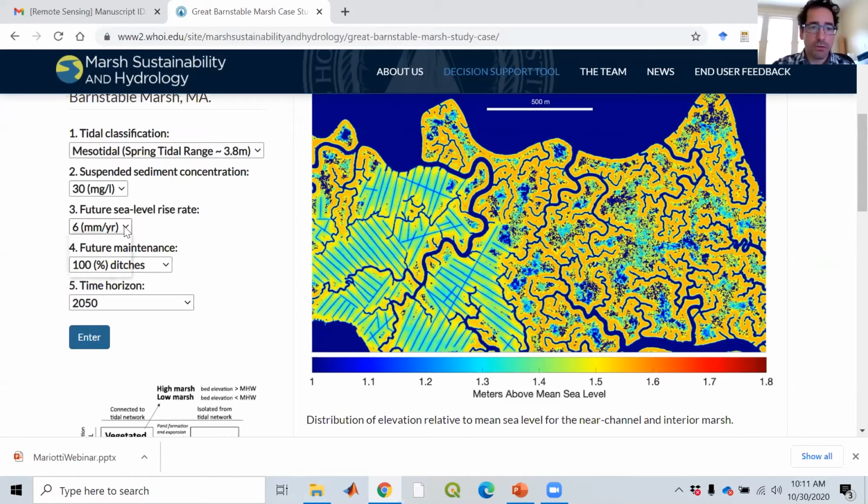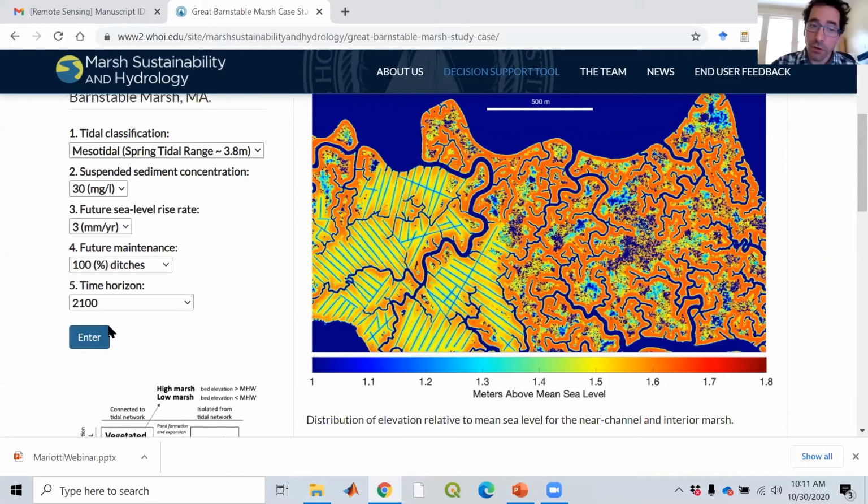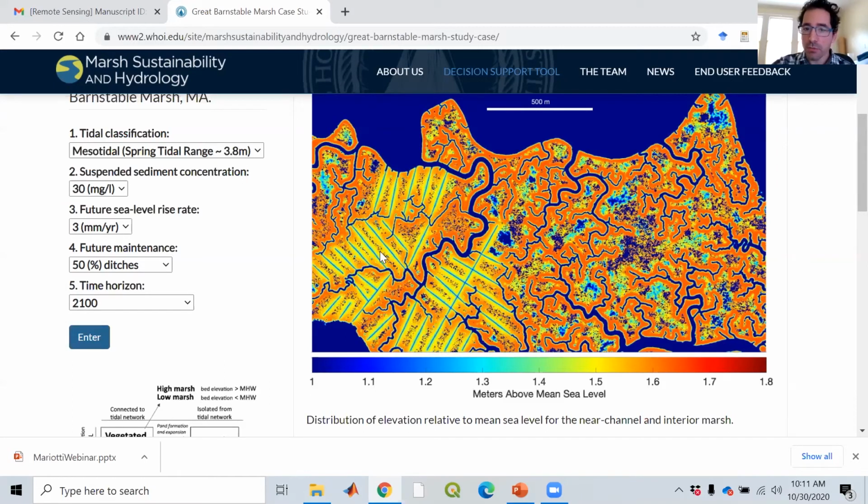And again, we can do this for 3 different rates of sea level rise. So let's say we pick 2100, that is quite far in the future. And let's say the sea level rise was only 3 millimeters per year, so very optimistic. Well, what we can say is, what if we only maintain 50% of the ditches? So you can see that every other ditch was not maintained, and in about 80 years, this area got filled in, and actually even new ponds start to form.